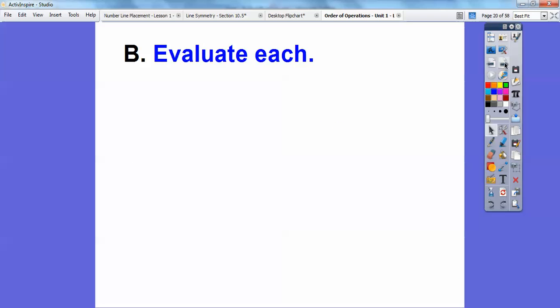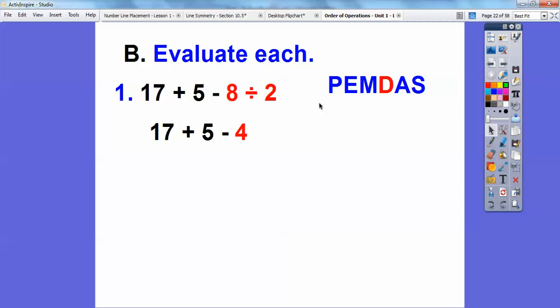Okay, so let's try some of these, you guys. Let's evaluate some of these. Here's one: 17 plus 5 minus 8 divided by 2. Okay, PEMDAS, please excuse my dear Aunt Sally, says before I can do any of this addition first, I got to do the division first, okay?